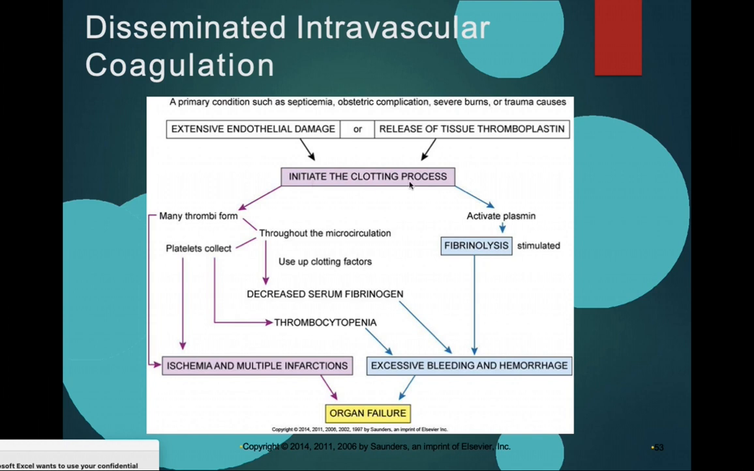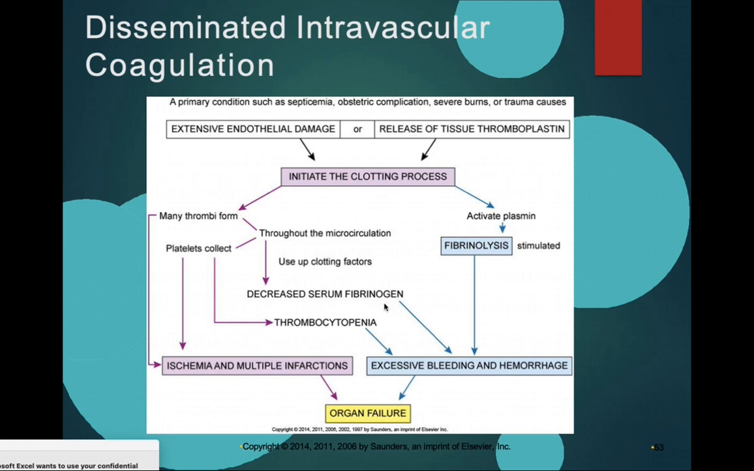Initiate the clotting process right from the beginning, right? When you have the release of tissue thromboplastin. So that's for the initiating of the clotting process. So that activates the plasmin. That creates fibrinolysis. And fibrinolysis, now you're breaking down the fibrinous clot, and that leads to excessive bleeding.